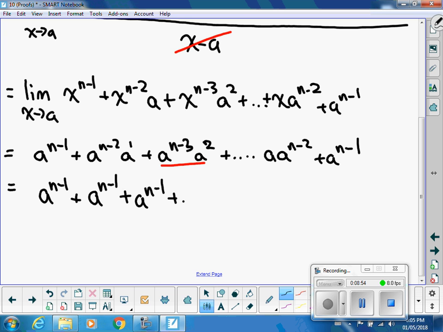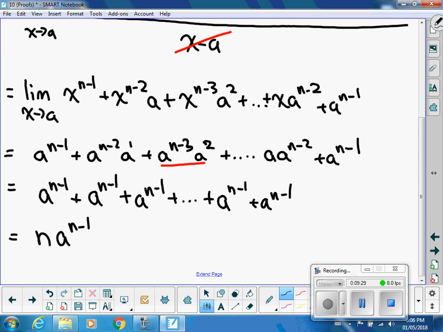So if I keep going all the way through here, a to the n minus 1. I have a whole bunch of a to the n minus 1s. How many of these do I actually have? If you think back to the difference of cubes, the pattern was we had our factor and we ended up with 3 terms, squared, and 2 powers of 1. If you count out how many a's are here, there are actually n of those. So this is n a to the n minus 1.